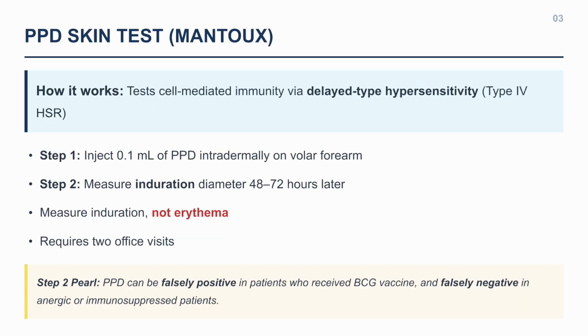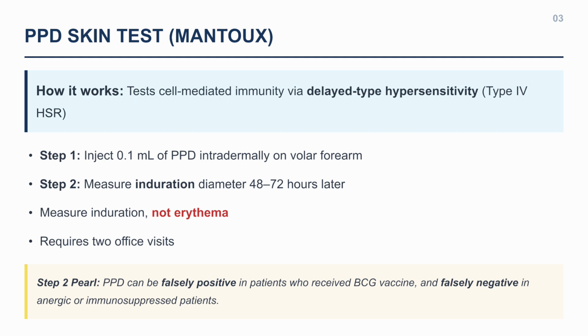The PPD skin test, also called the Mantoux test, works through delayed type hypersensitivity, a type 4 immune reaction. The procedure has 2 steps. Step 1. Inject 0.1 milliliter of purified protein derivative intradermally on the volar forearm, which creates a small wheal. Step 2. Return in 48 to 72 hours and measure the diameter of induration, not the redness. Induration means the firm, raised area, and that's what counts. The test requires 2 office visits, which is one of its main drawbacks.